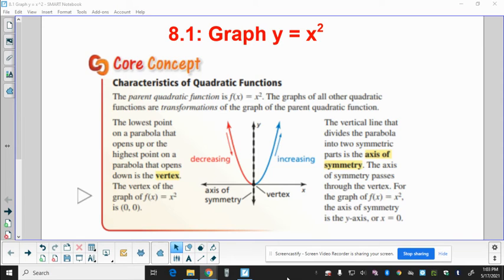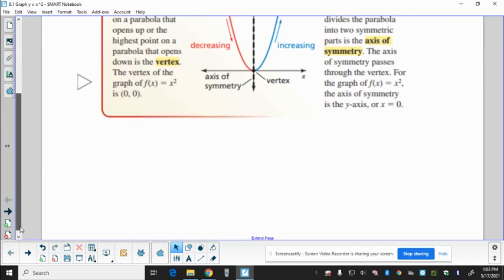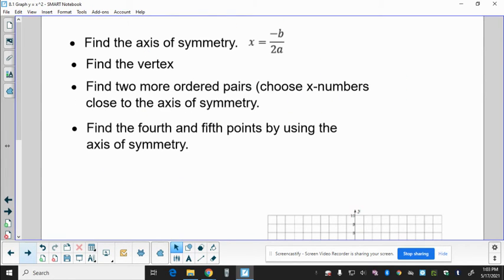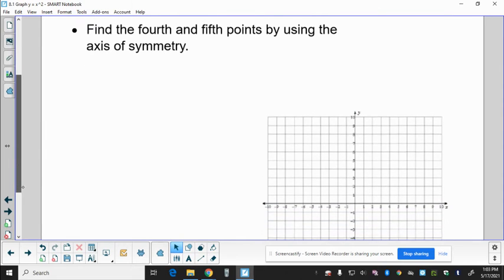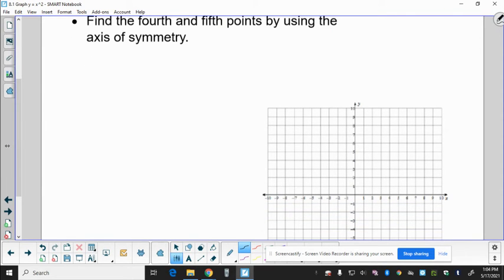So let's go ahead and get into this. Here's the steps that we're going to take to be able to create one of these graphs. And for your homework assignment, you'll actually be doing this on the ALEKS program. But for right now, we're going to graph these by hand. So get your graph paper, and let's go ahead and try to create the graph of the parent function y equals x squared. So here we go. All right, so we're going to make a graph of y equals x squared.